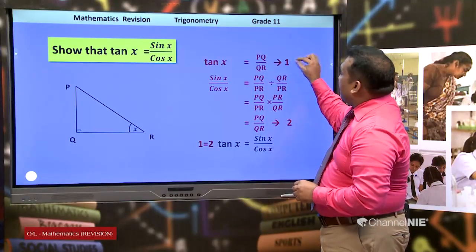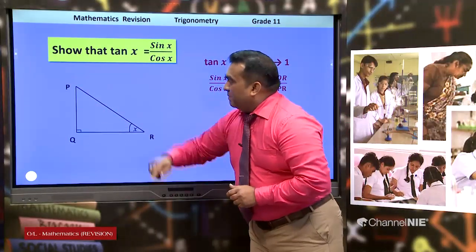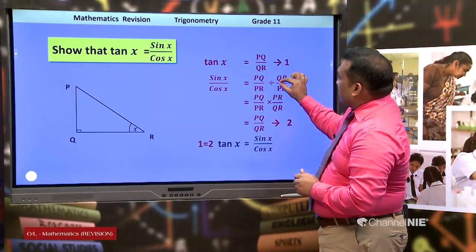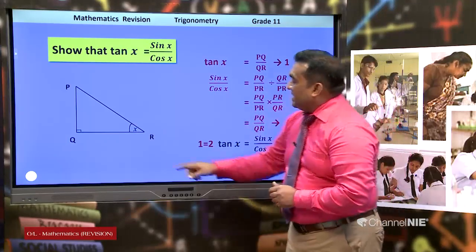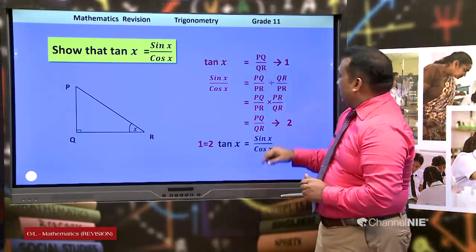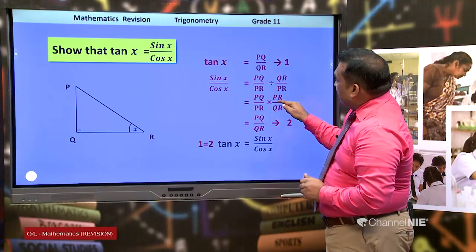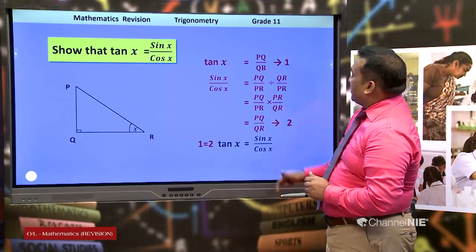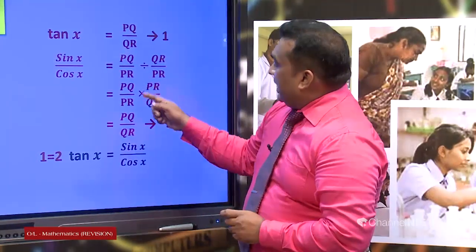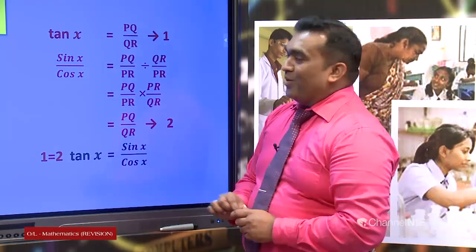PQ over QR. This is our first equation. Then sin x. Sin means opposite side PQ over PR. PQ over PR. Division. I use here the division sign. Cos x is adjacent side QR, hypotenuse PR. After changing the mathematical operation, division into multiplication, you can take the reciprocal of this fraction. As a result, PR and PR will be cancelled. PQ remains in the numerator, QR remains in the denominator. This is our second equation.